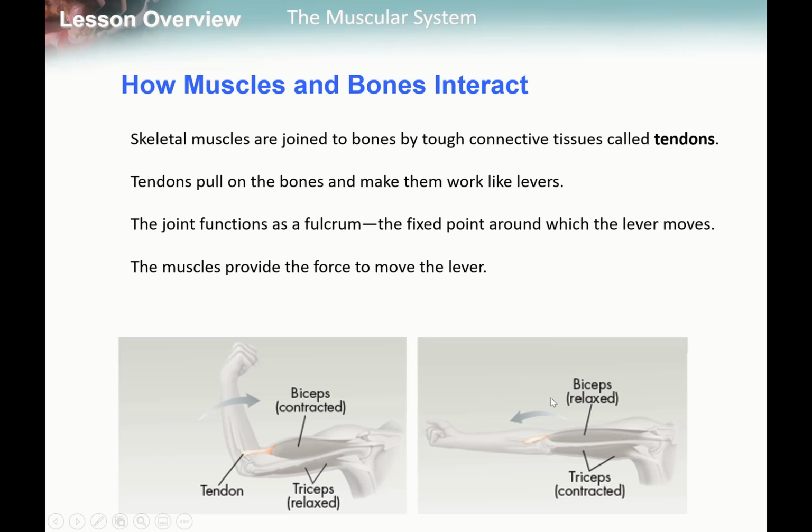You'll see there that when the opposite is happening, so when we have elbow extension, you can see that the bicep relaxes and it is the tricep which is contracting in order to straighten the elbow, okay? So muscles do work in pairs, but the key takeaway point from this is that muscles and bones are working together through the connective tissue of a tendon in order to produce movement.